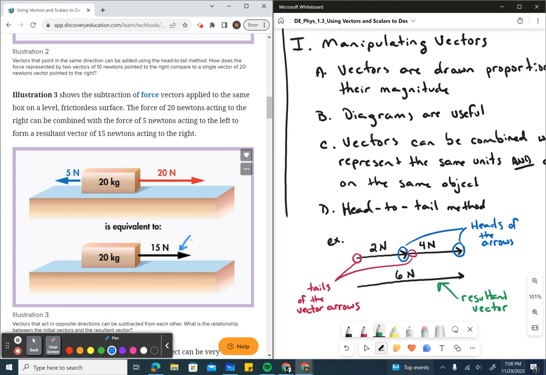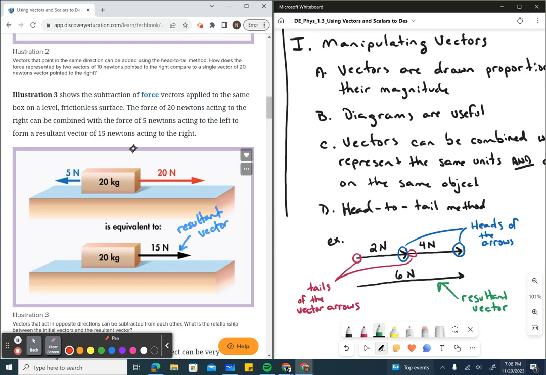This could be our resultant vector, right? That could be the resultant vector. These two forces are acting on the 20 kilogram box, and they're opposite directions, so they're being subtracted.